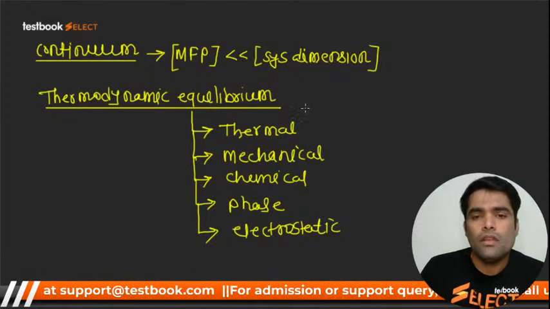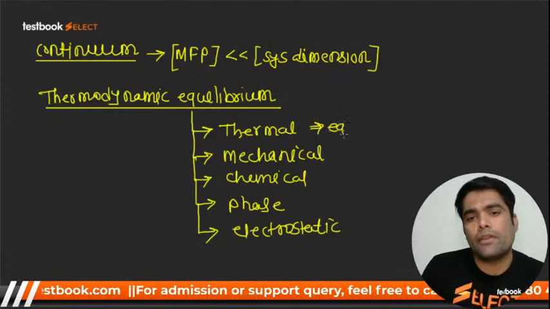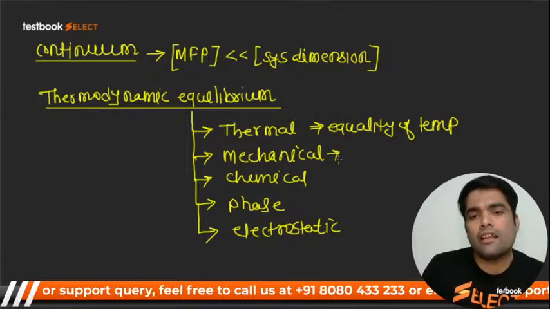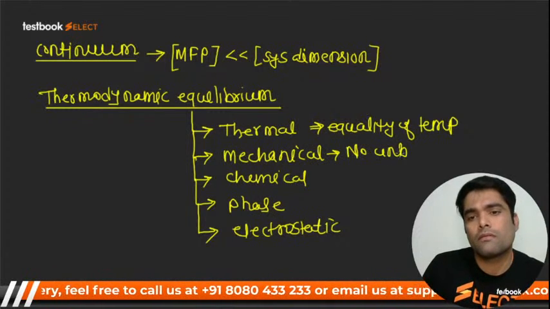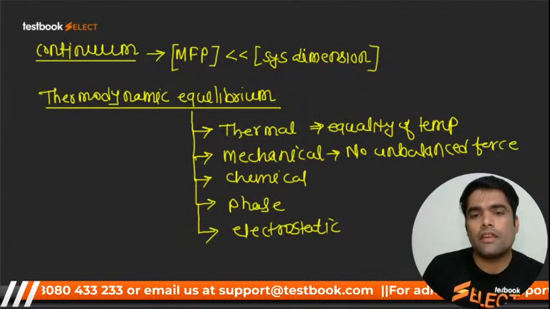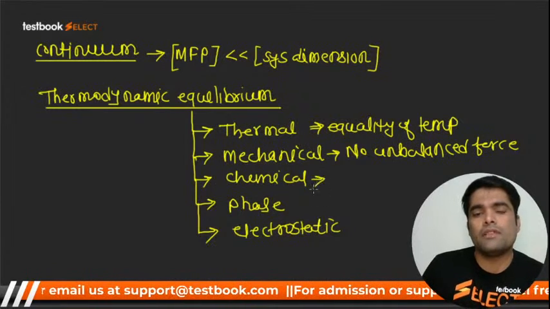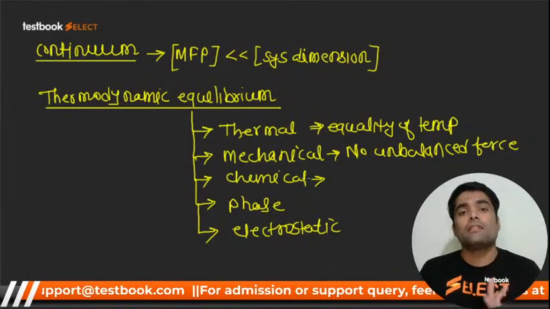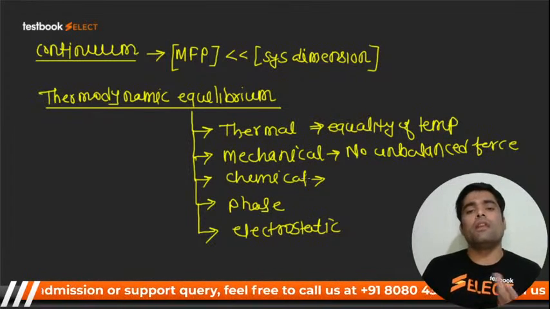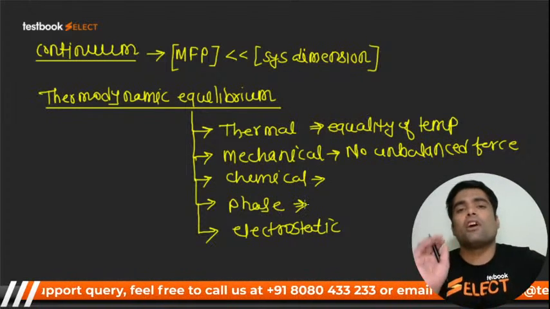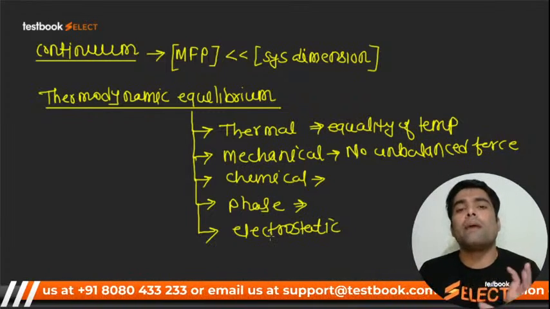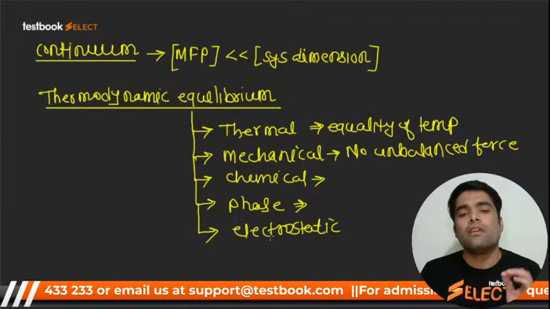Thermal. So thermal means what, my dear? Equality of temperatures. Mechanical means no unbalanced force within the system. Chemical means what? Chemical reaction gradient potential. That means the chemical reaction potential will be absent, right? Phase means the mass of each phase remains the same with respect to time. Electrostatic means there is no unbalanced charge within the system. That we can say electrostatic.